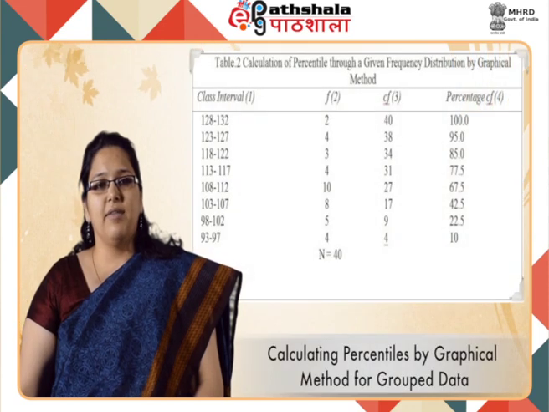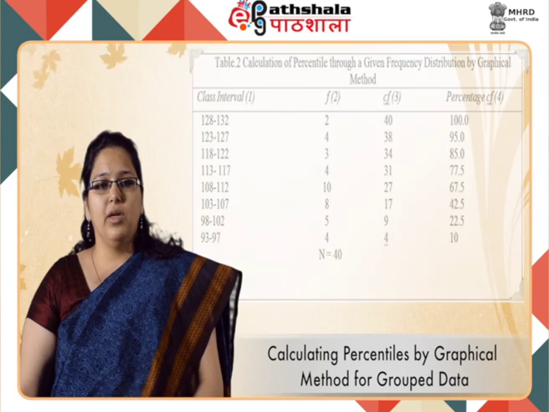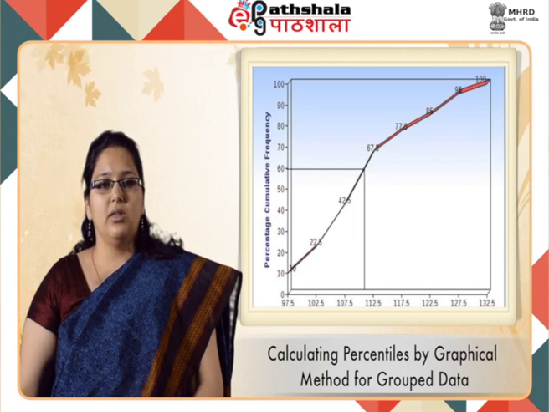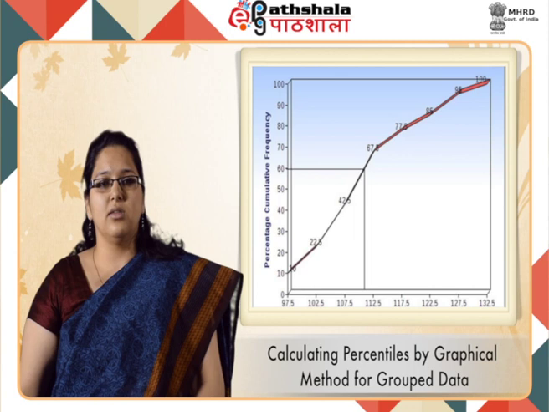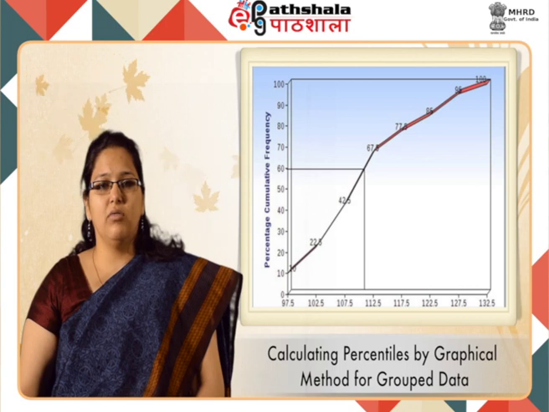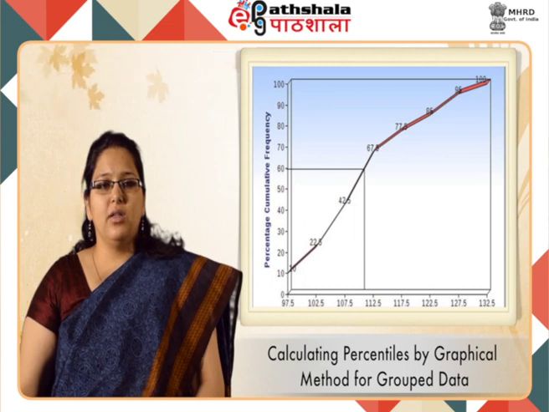Calculating percentiles by graphical method for grouped data. Consider the following group data given in the table. When the frequency distribution is given for group data, the method of finding percentiles is similar to that for individual scores, except that in the case of group distribution, we have to plot the percentage of cumulative frequency against the upper limits of the classes. Thus, in this case, graph is represented in the figure for the grouped data. The percentiles are read in the usual manner.